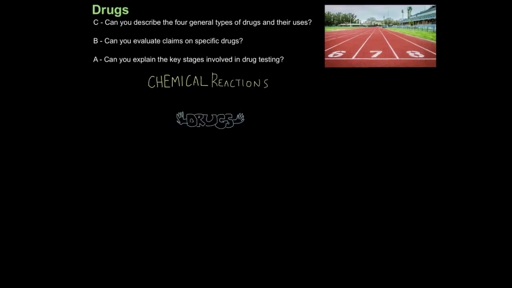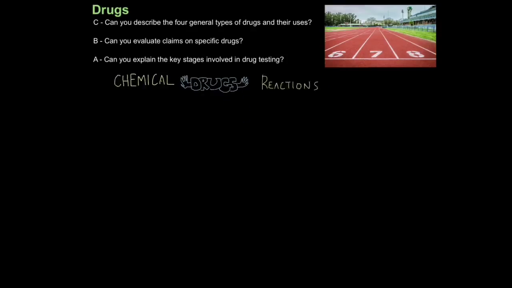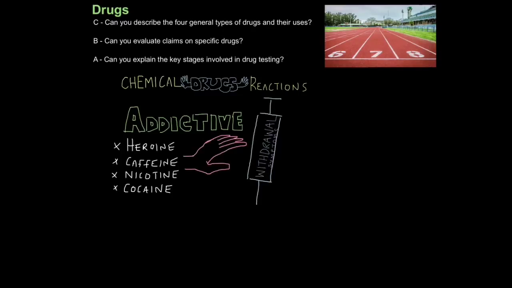A drug is a chemical that will interfere with chemical reactions that occur in the body. Largely chemical reactions which occur within the nervous system. Some drugs can be addictive. That means they interfere with a network of neurons in your brain which are called the reward pathway. When impulses flow through your reward pathway, they make you feel good and encourage the repetition of that behavior. Such drugs include heroin, caffeine, nicotine from cigarettes, and cocaine.